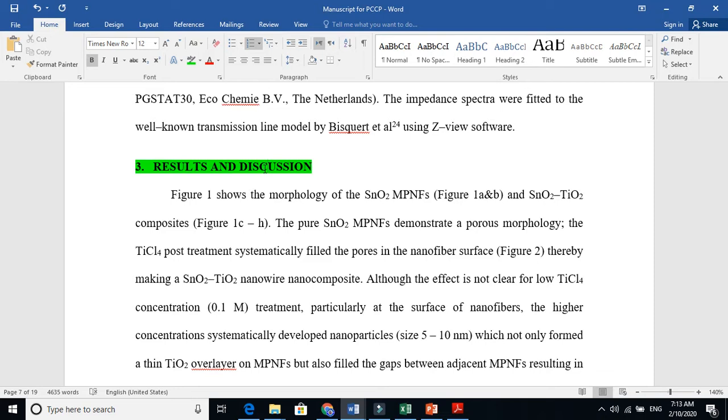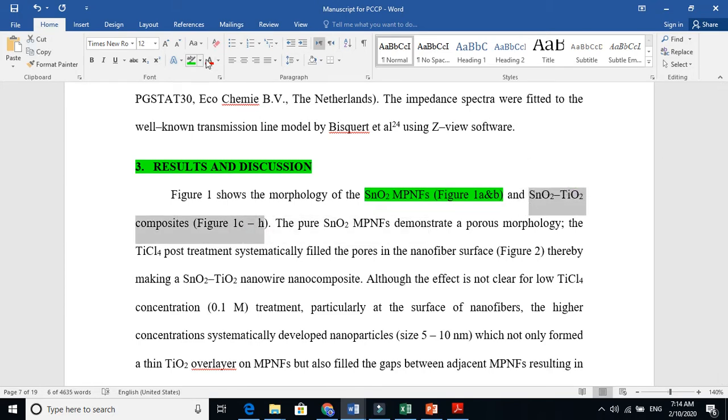And when I change something, for example, in one case I use one concentration and in another case another concentration, what was the diameter of the fiber, what was the surface morphology, the roughness, the smoothness? And when I change the concentration, what happens to the diameter of the wire or the surface? Let me quickly read here. Figure 1 shows morphology of the SnO2 multiporous nanofiber, figure 1a, and SnO2 composite, this and this. I just compare that. This figure shows pure pristine SnO2, while this figure shows the composite one.